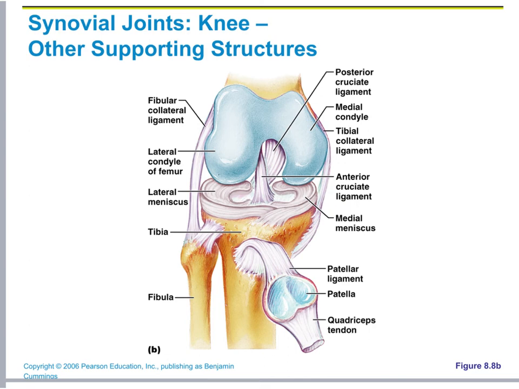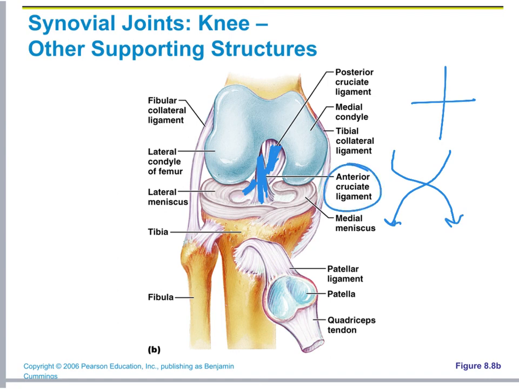So in this diagram, you get a view of the ACL here and the PCL here. These ligaments are called cruciate ligaments, which implies a cross or crossover. So what these ligaments do is they literally cross over one another, and thus the name. The ACL starts out in the back of the femur and inserts on the front of the tibia, and the PCL starts out on the front of the tibia and inserts on the back of the femur. So they cross over, and thus the name cruciate ligaments, the ACL and the PCL.